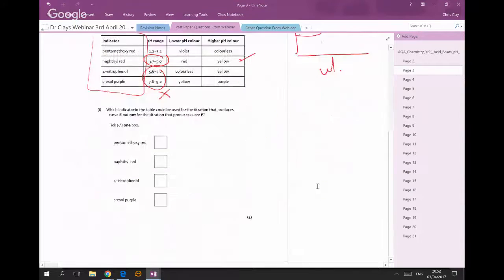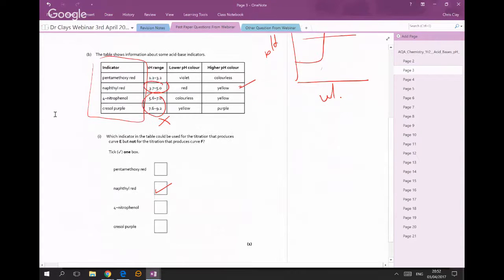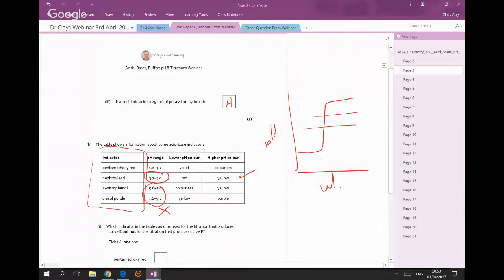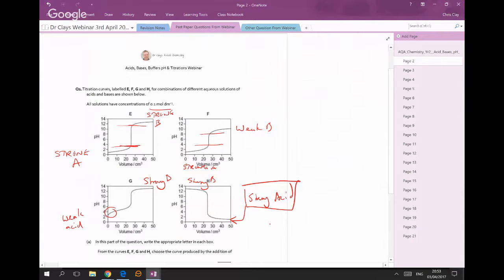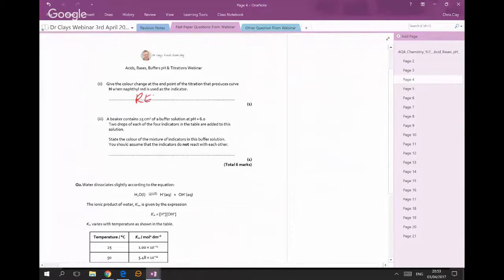Again, if you've not seen that, it doesn't make any difference. We're just interested in the pH range where it changes. Hopefully quite an easy question to start us off there. One mark for each question. Give the color change at the end point of the titration curve H when naphthyl red is used as the indicator. So when naphthyl red is used on H, we need to go and have a look at H. Remember, we're looking at the low pH, so we want something when it's less than about pH 2. For naphthyl red, well, we're looking at the lower pH, so naphthyl red here, we're going to be looking at the answer red.